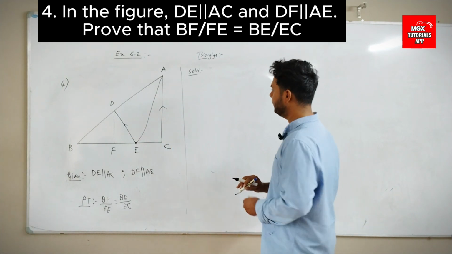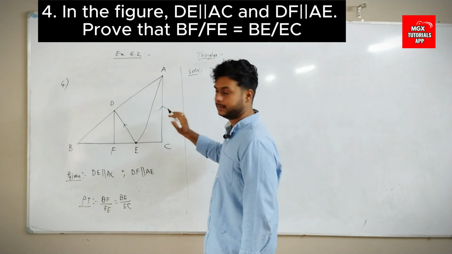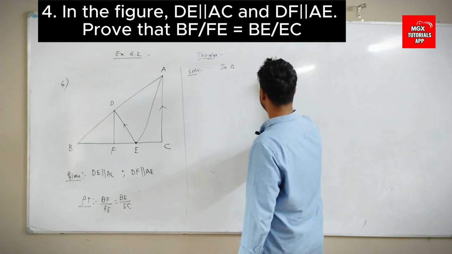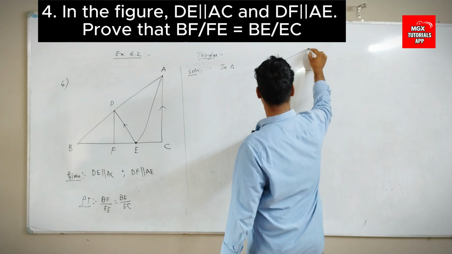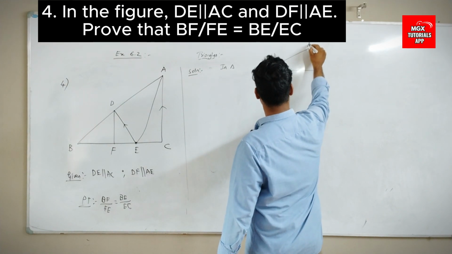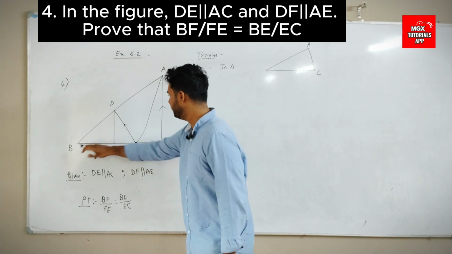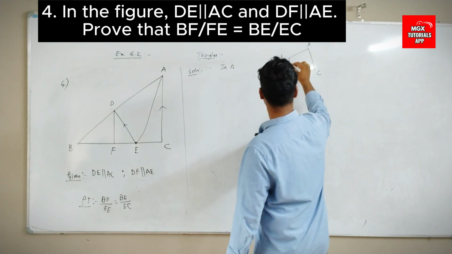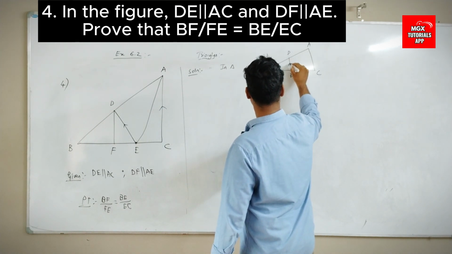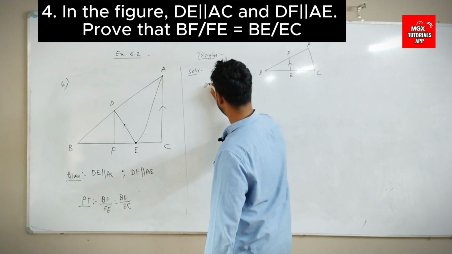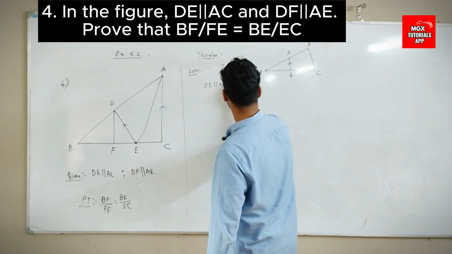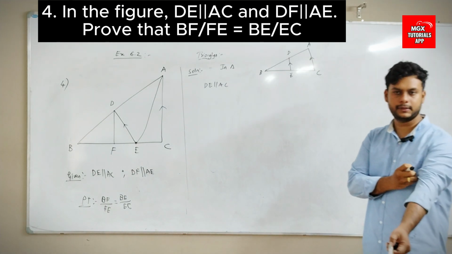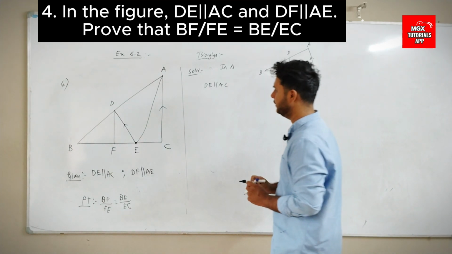Okay, I will tell a very easy method. First I will create a triangle. In triangle ABC, I want D outside. This is my D. D is parallel to AC. I have D and AC outside. This is the first triangle. Now it looks easy. This is the first triangle.